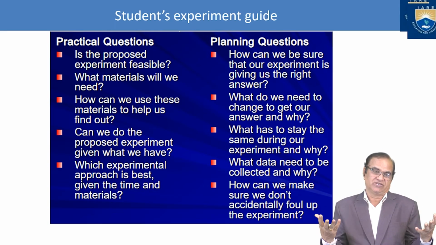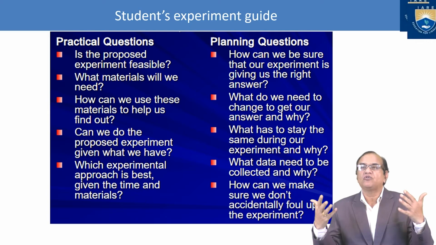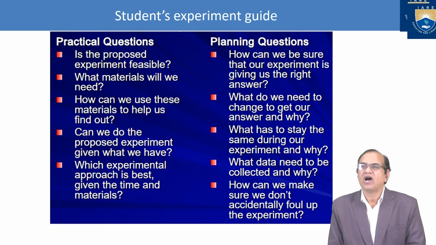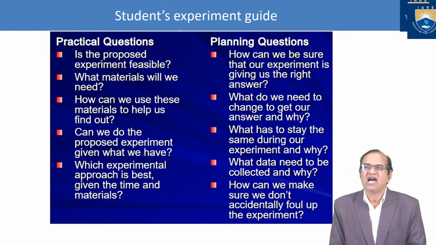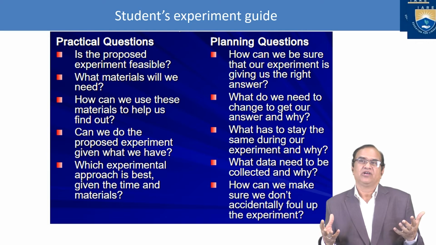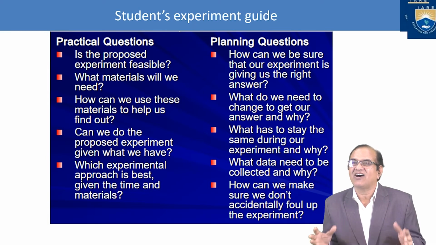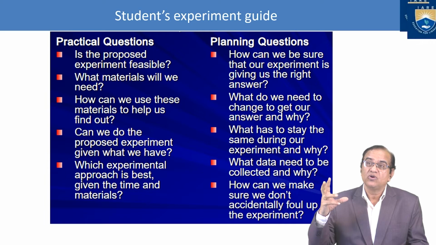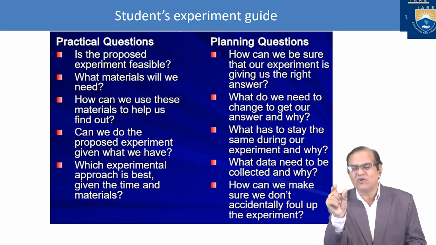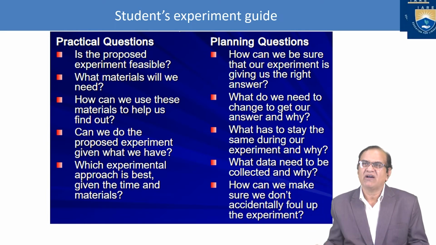Now planning questions. You have to plan the work and answer the planning questions before you start the work. How can we be sure that our experiment is giving us the right answer? So how do we know that the results we are getting are correct? It means we have to find some other existing results and compare. If we are able to compare one or two values, it means our method is correct.